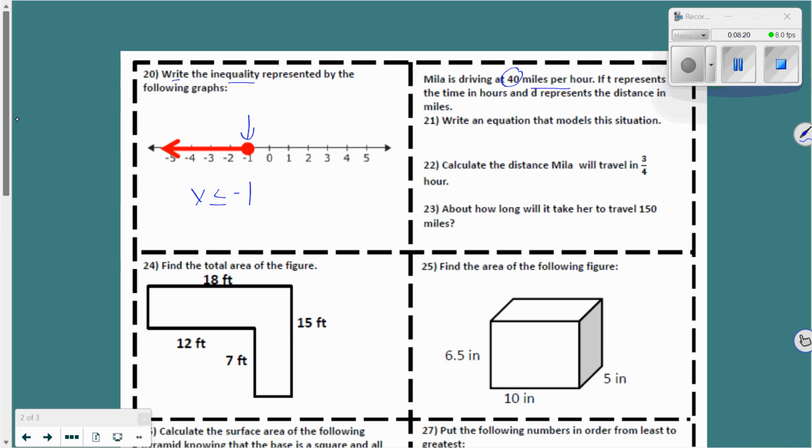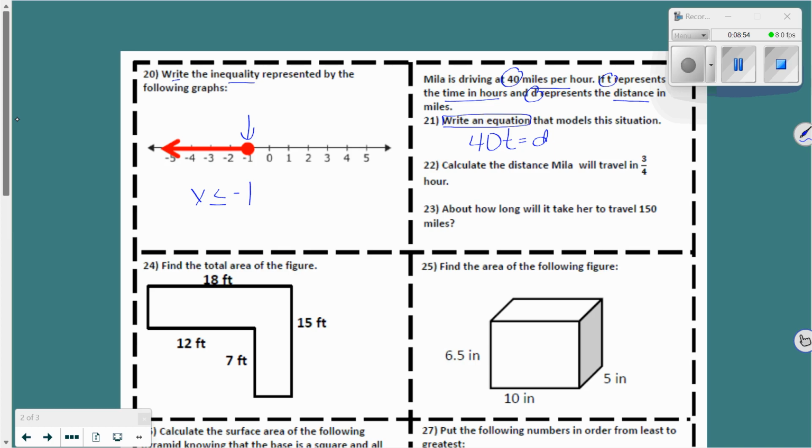Miles driving at 40 miles an hour. If T represents the time in hours and D represents the distance in miles, write an equation that models this situation. So what it's saying is I need to make an equation. What does an equation equal? Something. Equation has an equal sign, yes? So what am I multiplying? The miles times the time or the miles times the distance? Miles times the time gives me the distance. So 40t equals d would be my equation.